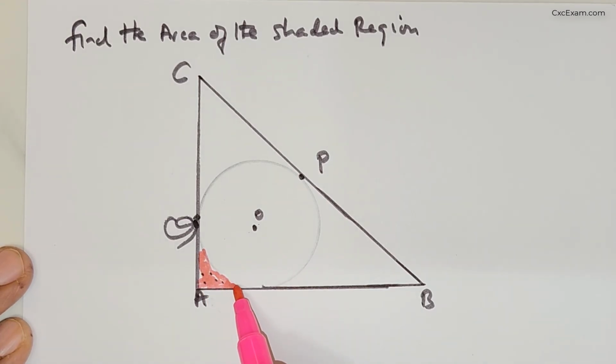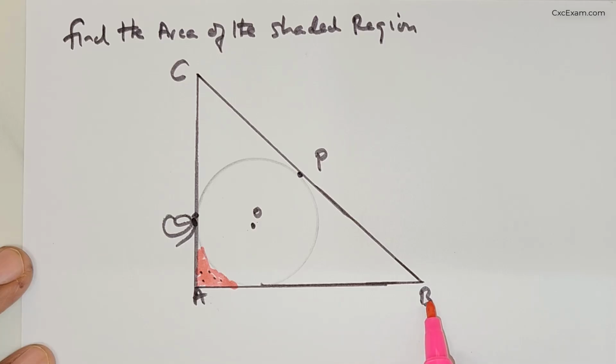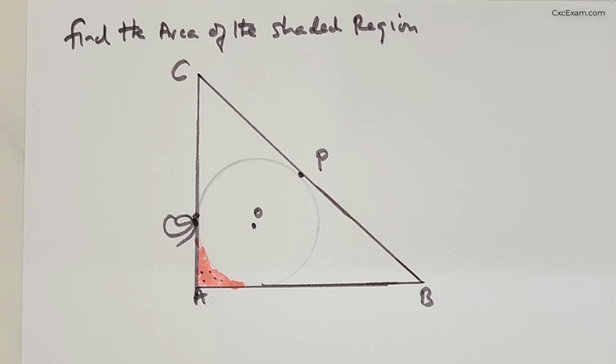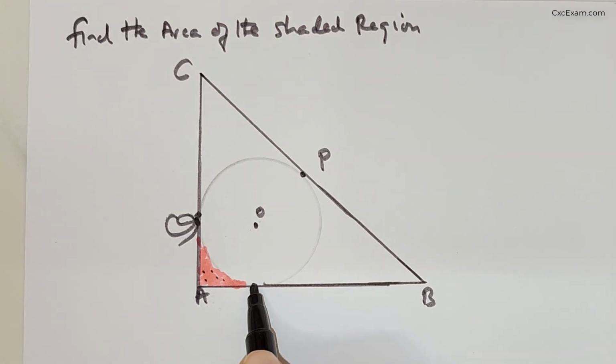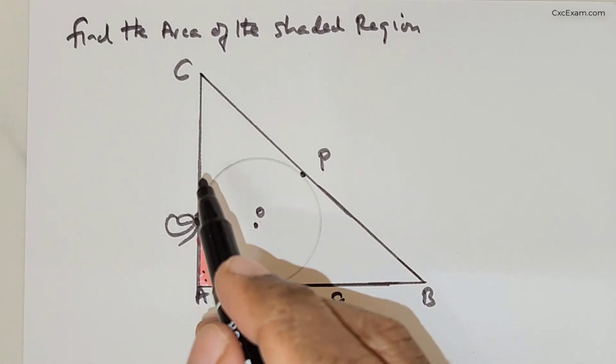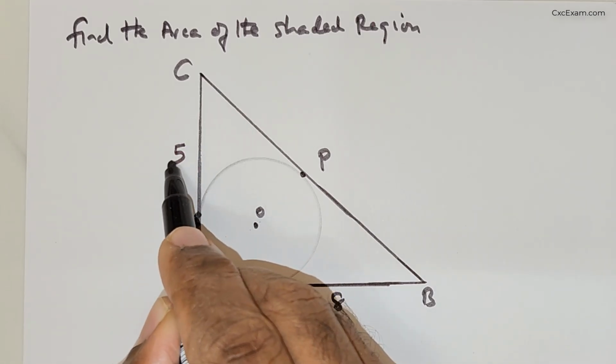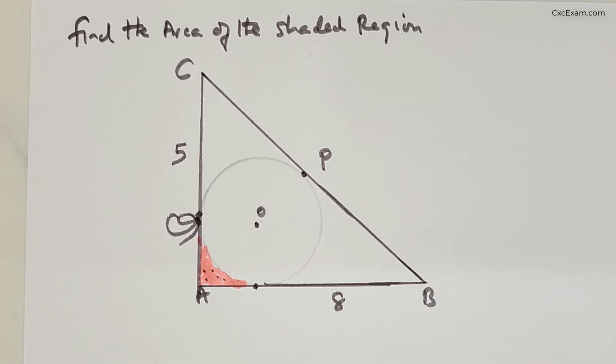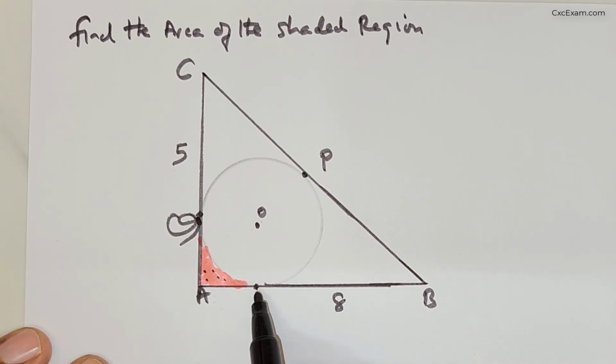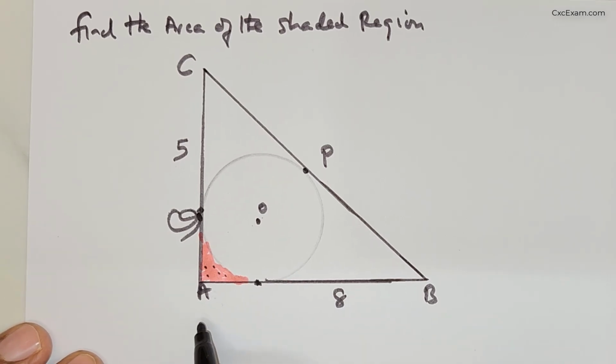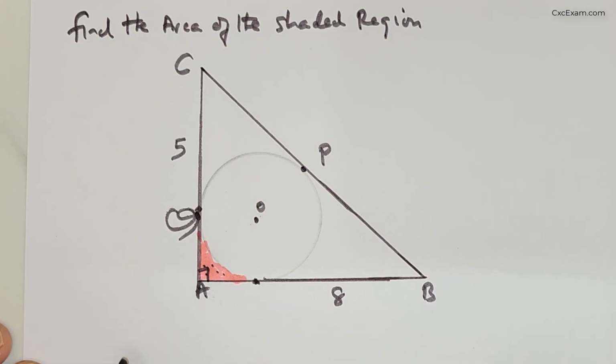We are not given the radius of the circle. The information that we are given is this distance is 8 units, this distance is 5 units, and we are expected to get the area of the shaded region. Now this is 90 degrees that is given. So we will be using the two tangents theorem first.